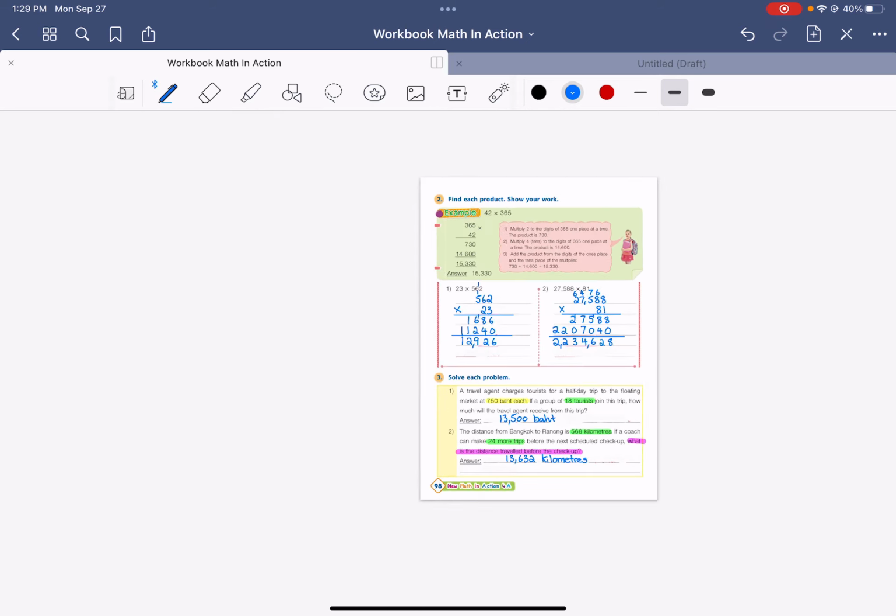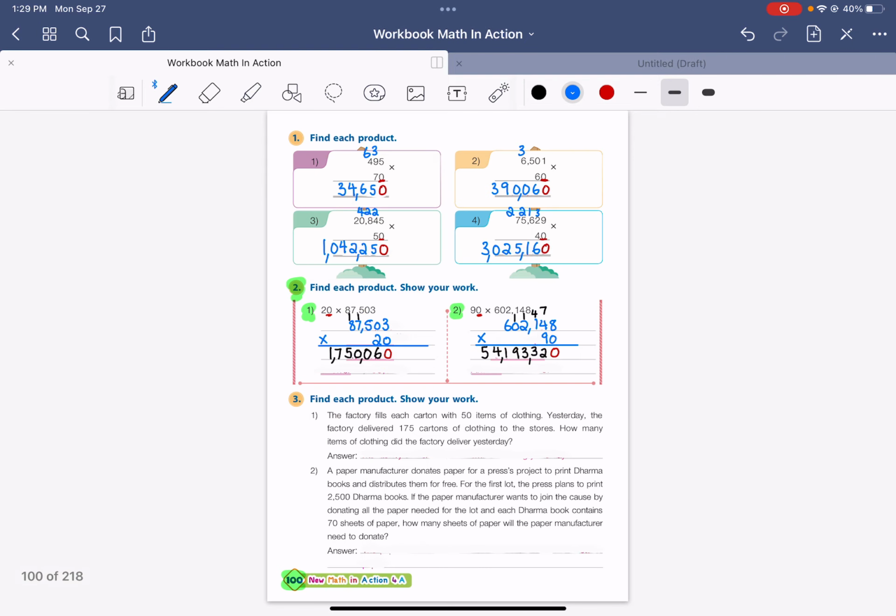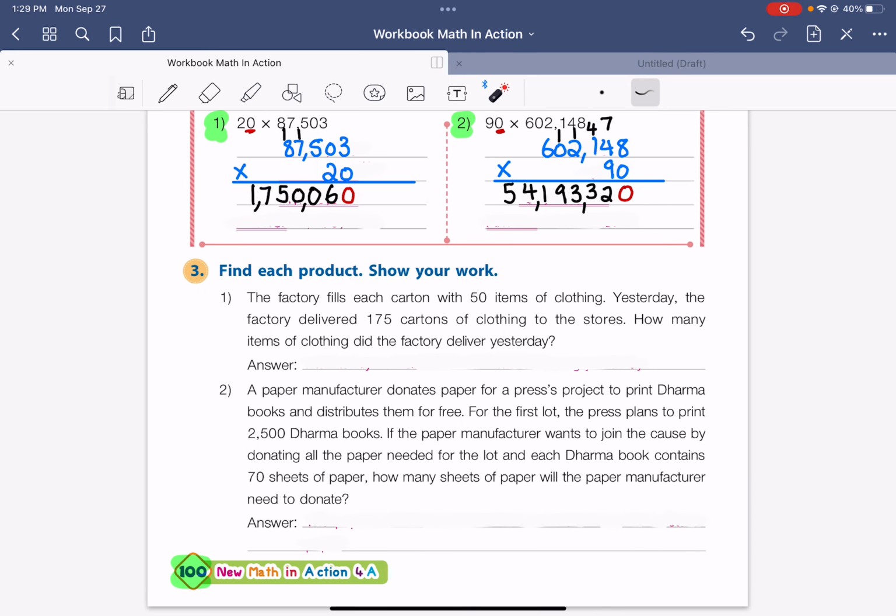All right, let's move on to the next word problem. We'll finish with page 98. Let's move on to page 100. We're going to look at the word problems. All right, page 100, word problems. All right, here it says, find each product. Show your work.